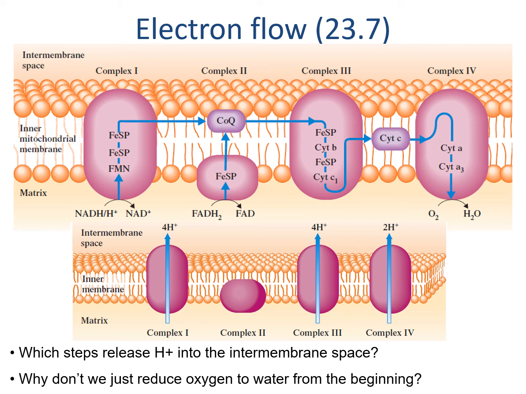By looking at which complexes pump protons, we see that NADH is able to pump 4 protons at complex 1, 4 protons at complex 3, and 2 at complex 4, for a total of 10 protons. Similarly, FADH2 is only able to pump 4 protons at complex 3 and 2 protons at complex 4, for a total of 6 protons pumped per FADH2. So again, NADH is responsible for pumping 10 protons with its electrons, and FADH2 is responsible for pumping only 6.